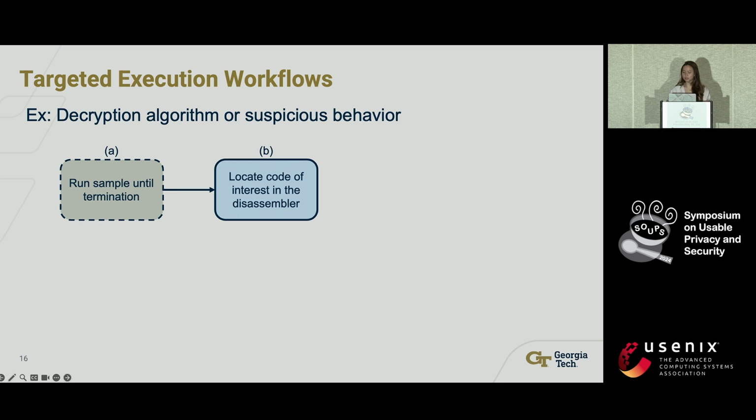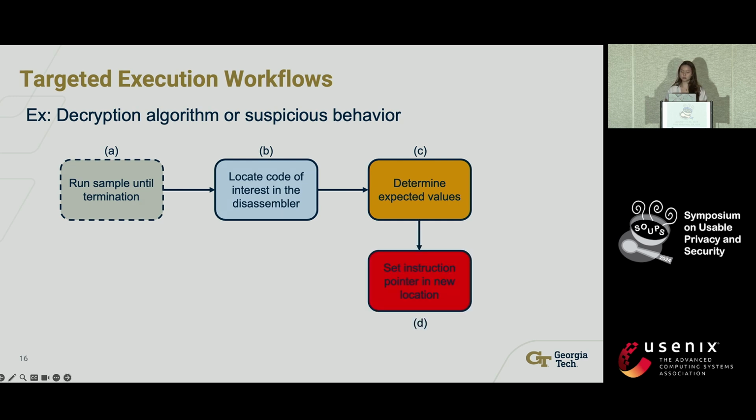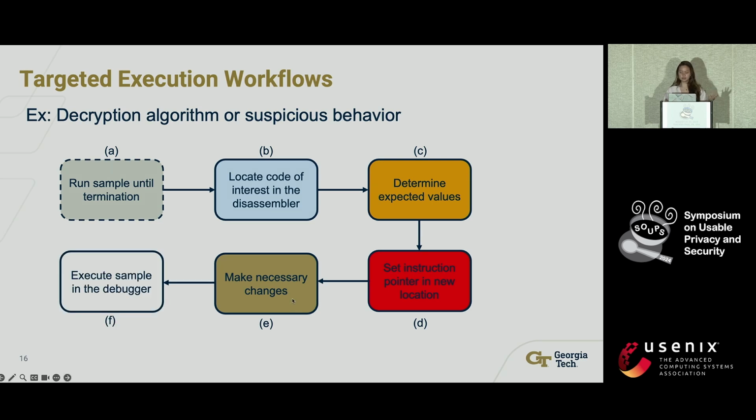Once they're able to locate the code of interest, then they have to figure out what values or parameters may be needed to execute the functionality from this new location. Afterwards, they'll set the instruction pointer to the location that they identified in step B, and then based on the information gathered in step C, they'll make necessary changes.